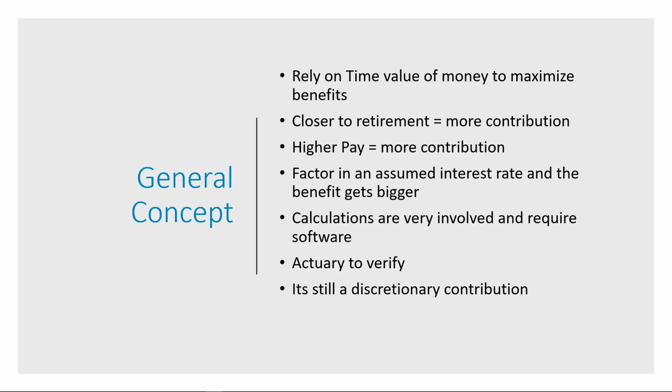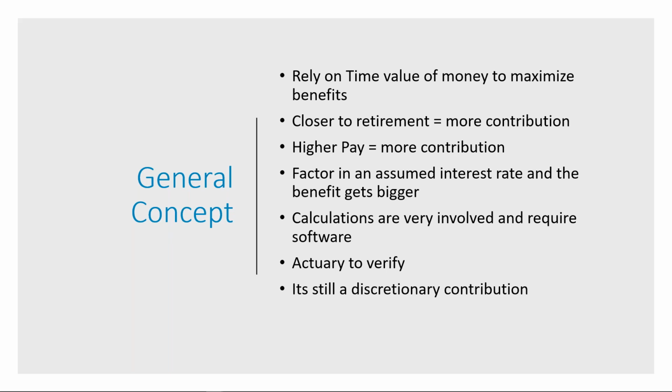Okay, so the general concept of the new comparability profit sharing plan is it relies on the time value of money to maximize the benefits to certain people. So for example, if you're close to retirement, i.e. you're older than everybody else, you get more contribution. And by the way, you can pick a standard retirement date in your plan, but essentially people that are older are going to get more contribution. Also, people that are higher pay can get more contribution.